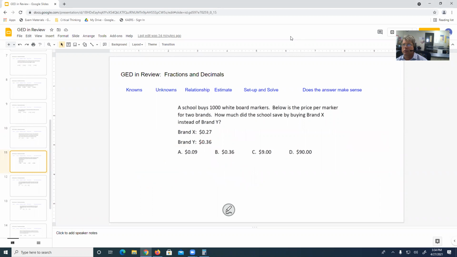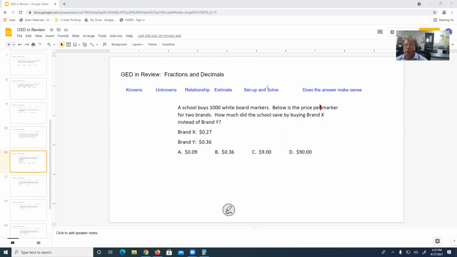So I'll clear this off again. So let's look at this one. A school buys 1,000 whiteboard markers. Below is the price per marker. Again, notice how they said per marker. They're not making that real clear, but there's a 1 there per 1 marker. They keep hiding that on us. For 2 brands. How much did the school save by buying brand X instead of brand Y?